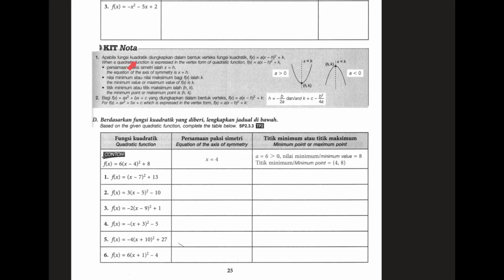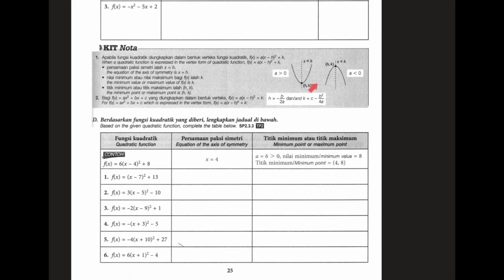When a quadratic function is expressed in the vertex form, f(x) = a(x - h)² + k, to get this form you have to do completing the square. Okay, so I have to do completing the square. Once you do that, you get this, and then you can find out the vertex easily.